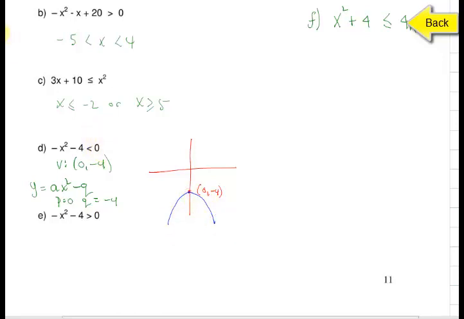Now if you take a look over here, we want below the x-axis, where y is less than 0. Notice our whole graph is below the x-axis, so we're considering the whole region. Okay, so everything is below the x-axis, which means that our solution set is all real numbers. So x is all real numbers.